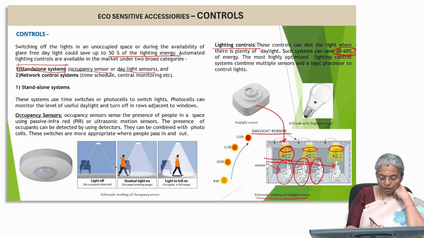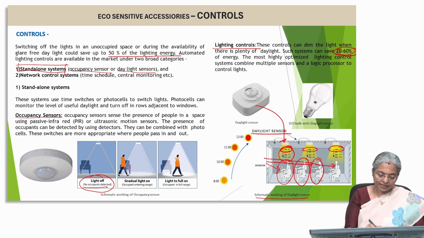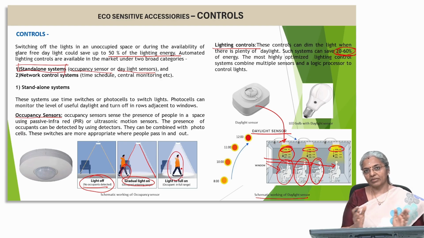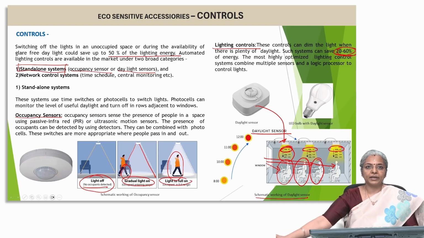Also, based on people moving, when nobody is moving, the light is off because no occupant is detected. Whereas, when someone moves and there is partial entry or partial movement of a human being within the sensor range, the light will gradually switch on, and when the occupant is completely in the sensor area, the light is switched on completely, or full illumination happens.